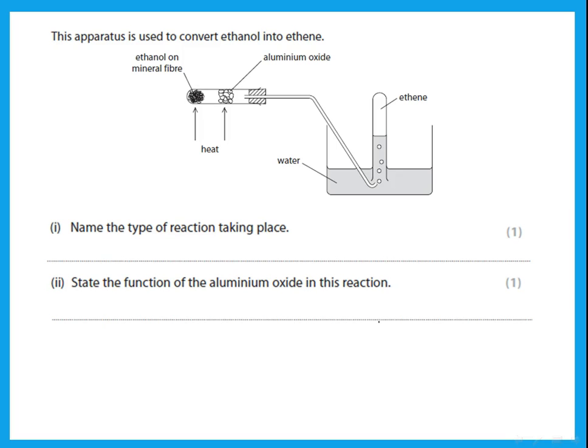He says this apparatus is used to convert ethanol into ethene, and he's changing ethanol into ethene. So what is the type of this reaction? This is dehydration. Remember, if I'm starting from ethene and making ethanol, I am adding water. That is called hydration. If I'm going the other way around and I'm changing ethanol to ethene, then that is removal of water. That is dehydration. And he has in the diagram that he's going to pass the ethanol over aluminium oxide. What is the function of the aluminium oxide in this reaction? Remember that we use aluminium oxide as a catalyst.